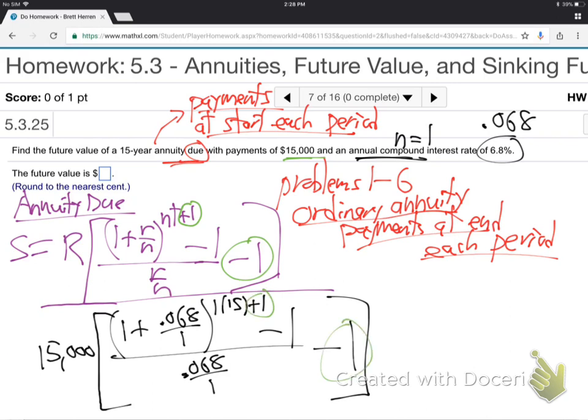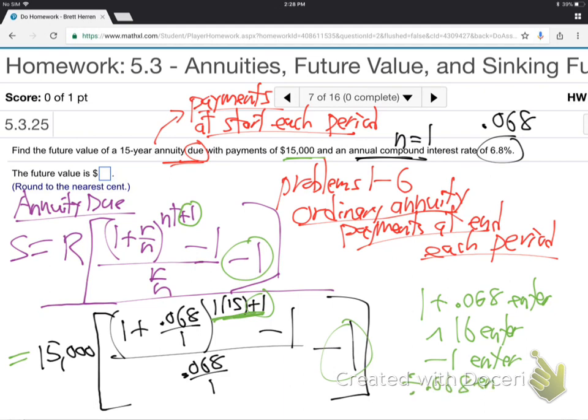So type it all into your calculator. I would do it piece by piece. What's this power? I would just figure that power out in my head. What's 1 times 15 plus 1? 16. That's just the 16th power, right? So I would just type in 1 plus 0.068, enter, to the power of 16, enter, minus 1, enter, divided by 0.068, enter, minus 1, enter.